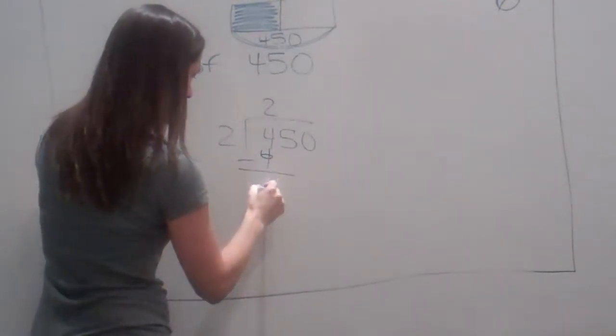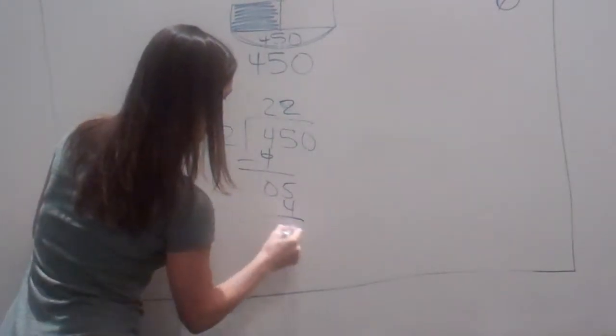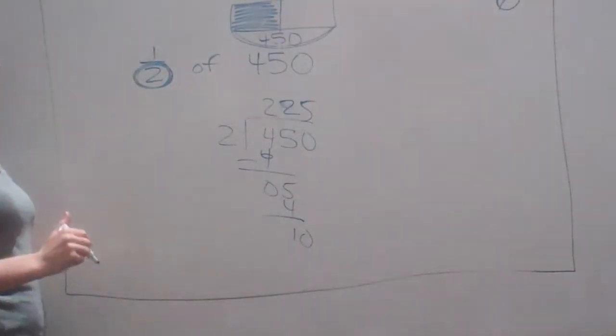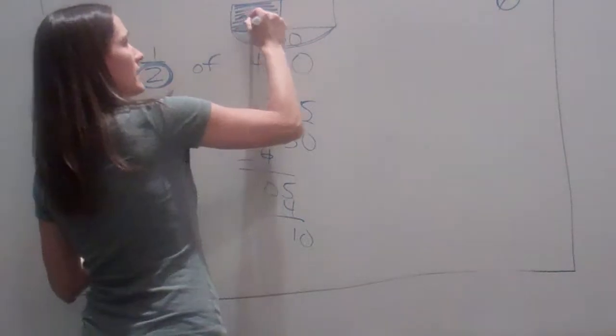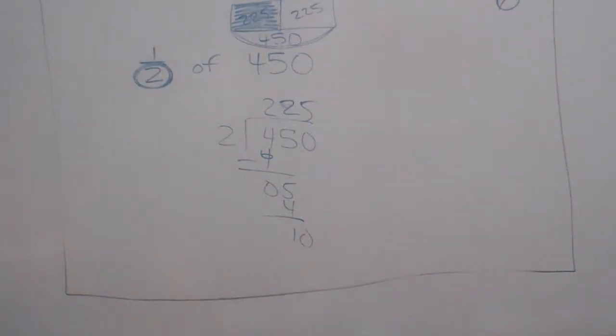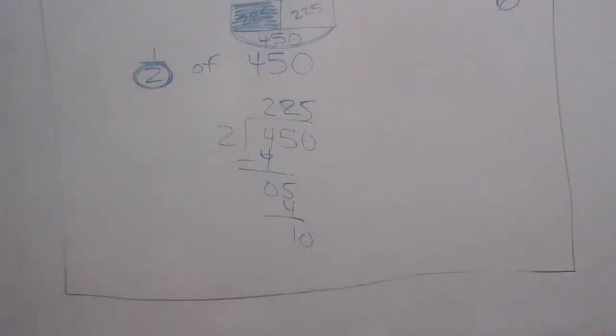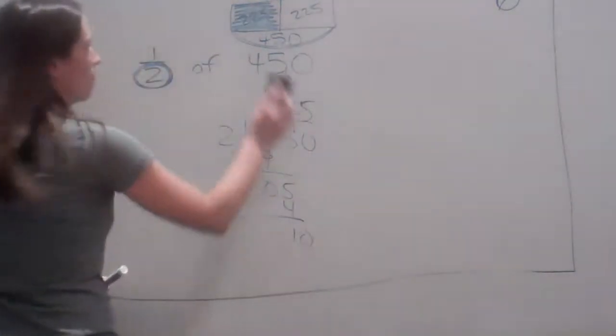And as you can see, I will get 225. So what this means is that this side is 225 and this side is 225, and them together is 450. But we're just wanting to know what 1 of the 2 is. Okay, see?